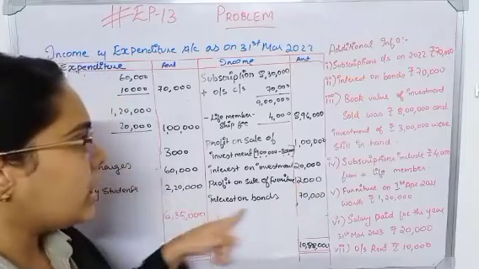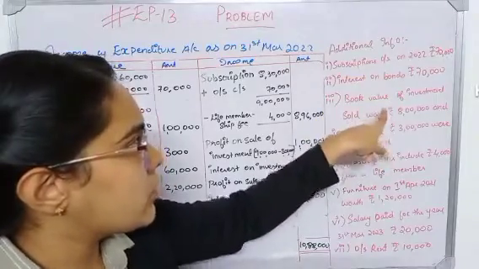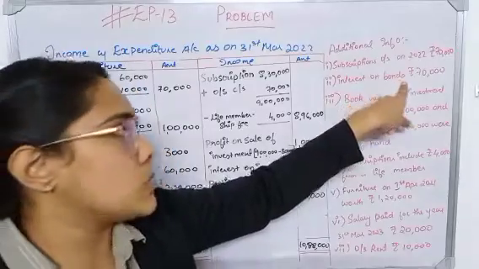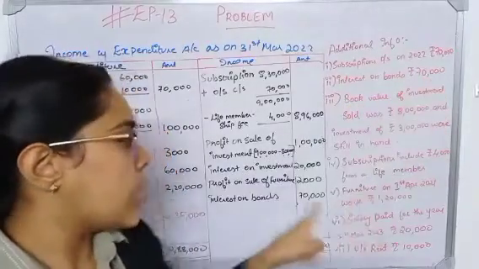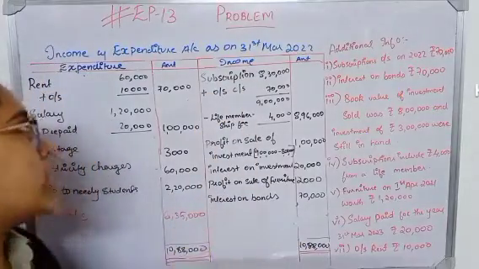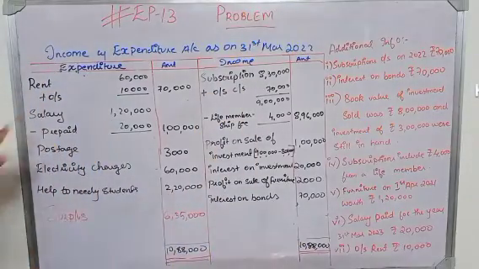Then in the additional information we had interest on bonds, interest on defense bonds. It was 70,000 so I have shown there. So these are the incomes that will appear on the income side. Now let us look at the expenditure.